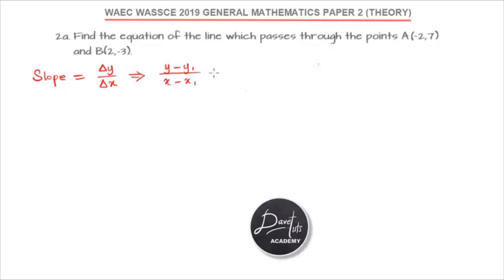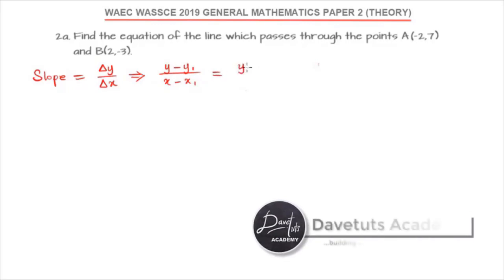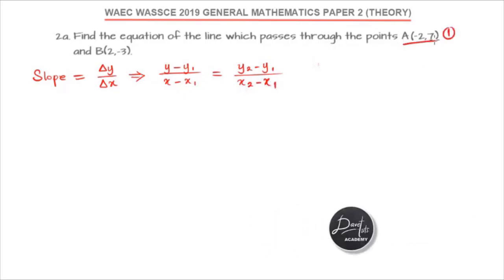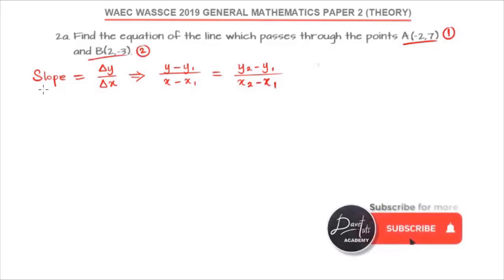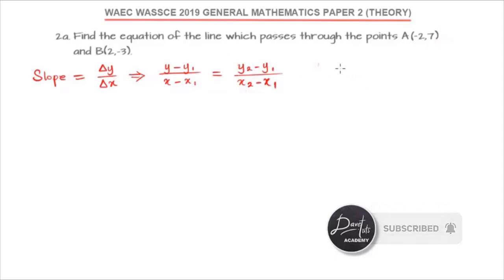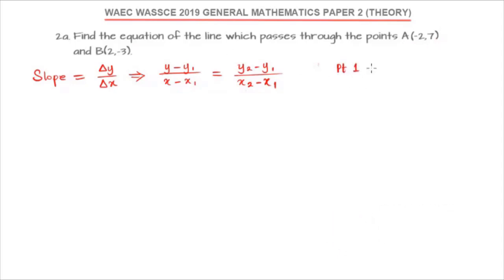And that change, you can say, is y minus y1 over x minus x1. The same slope will also be y2 minus y1 over x2 minus x1. In fact, this is the equation of a straight line, and the x1, y1 and x2, y2 can be gotten from the points that we have been given. Here, it's point A, which is (-2, 7), and the second point will be point B, which is (2, -3).